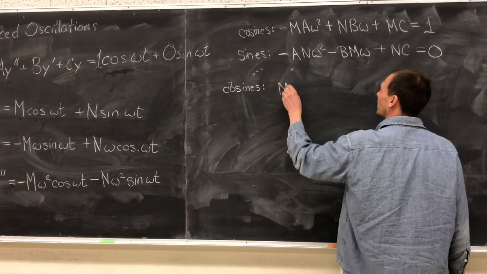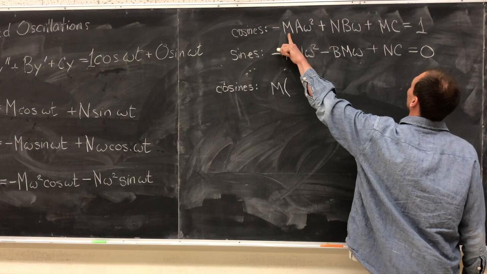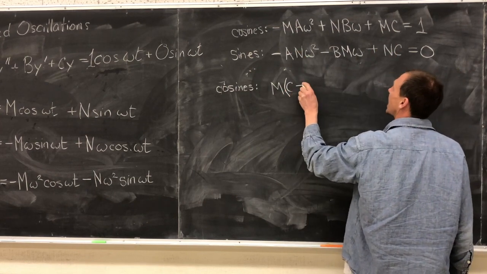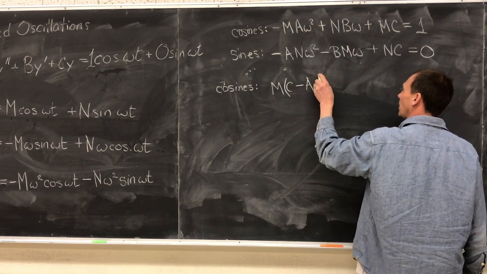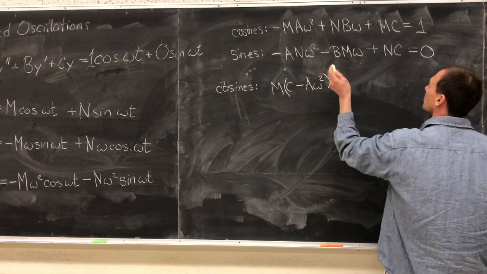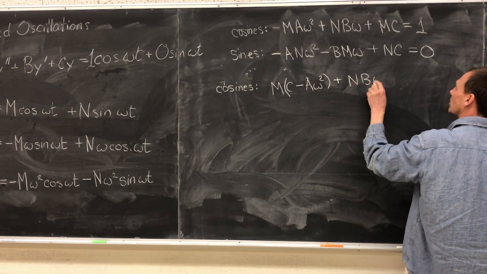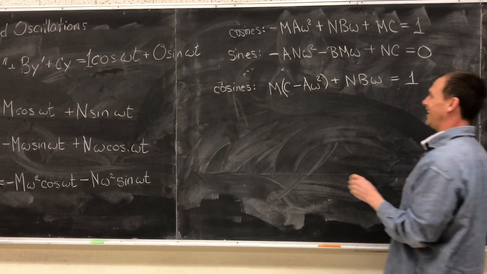So let's write this as m, working on the cosines. I'm going to take it by m's. I have a c minus a omega squared, plus n times b omega equals 1. Okay, now we're booking. Sines.